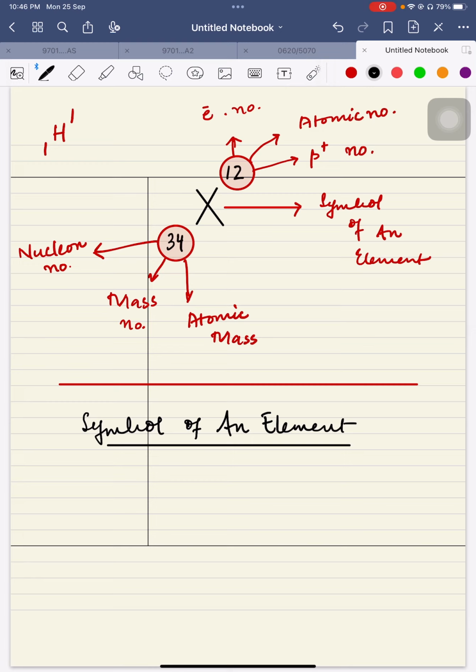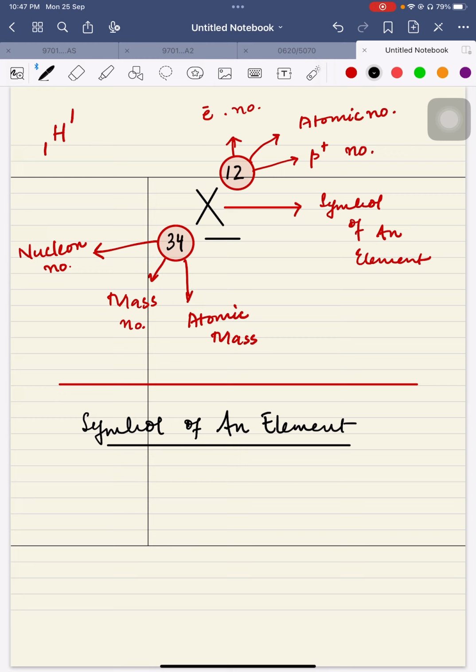Now, if we look here, X is the symbol of that element. There are two numbers attached to this X. One number is mostly smaller and the other number is larger in value. Sometimes both numbers can be the same. For example, in the case of hydrogen, both numbers are 1, whereas here in X one number is 12 and the other number is 34.